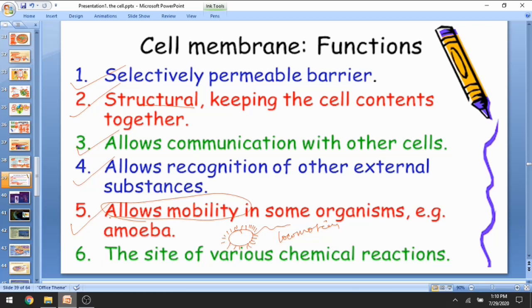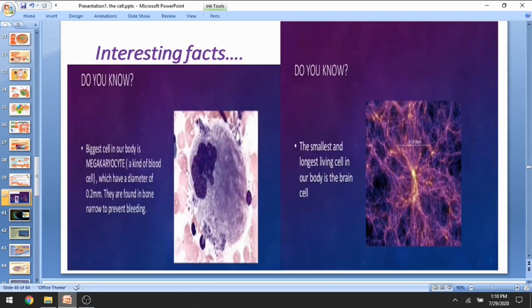Last but not the least, cell membranes are the site of various chemical reactions. Extensive chemical reactions take place within the cell membrane, with exchange and release of energy or creation of other molecules. They properly channelize the chemical reactions that are responsible for maintaining the cell structure.